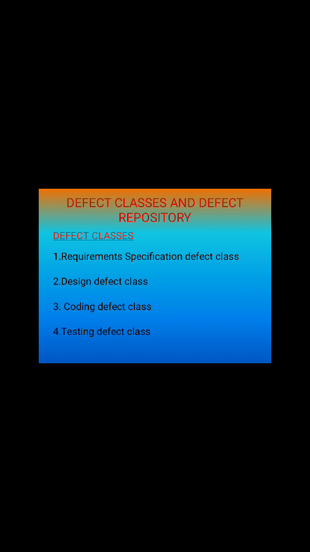So what do we mean by defect? A defect means a little bit of error, which is called a bug. These are all defects. What do we mean by defect classes? Identifying the bugs that you have to find for your testing is called defect classes. There are four kinds of defect classes. The first is the requirement specification defect class. The second is the design defect class. The third is the coding defect class. And the fourth is the testing defect class.